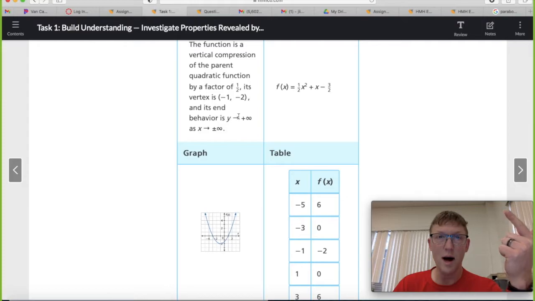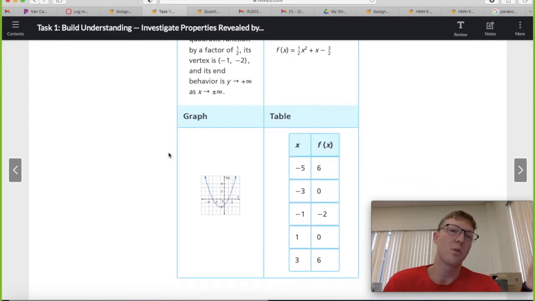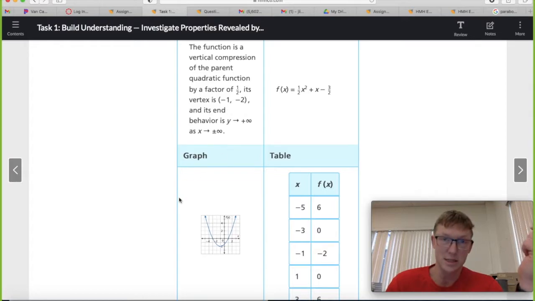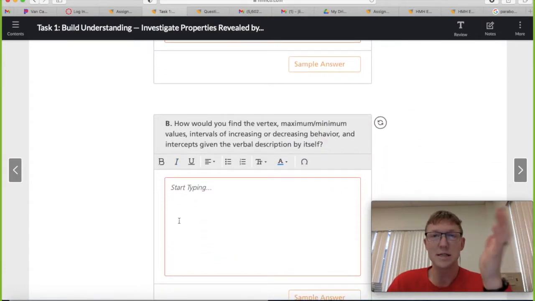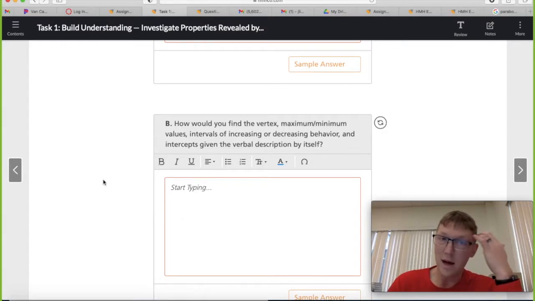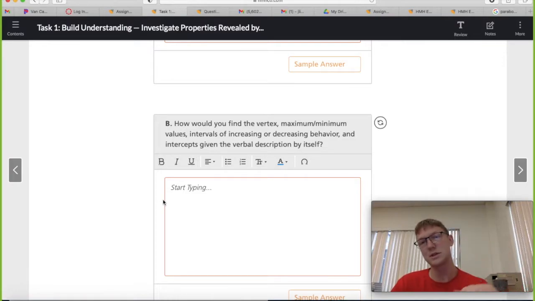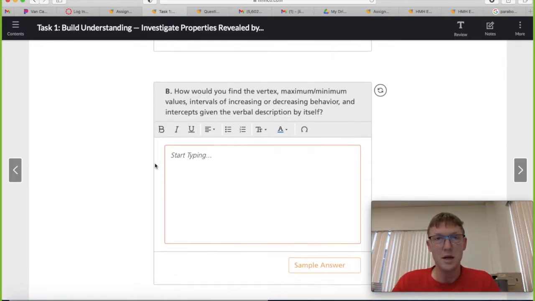Since y approaches infinity as x goes both negative and positive, there's no maximum, so there would only be a minimum at the vertex. So I'm basically just rationalizing all this stuff out as I go. Everything to the left of the vertex is decreasing as it's going down. Everything to the right of the vertex is increasing as it's going up, and so on and so forth.